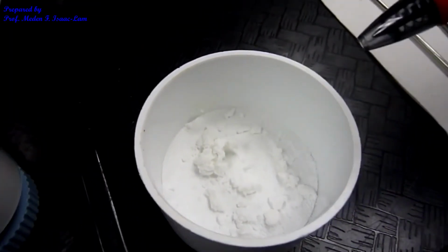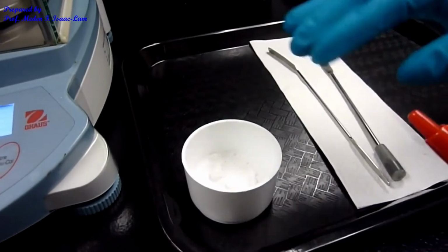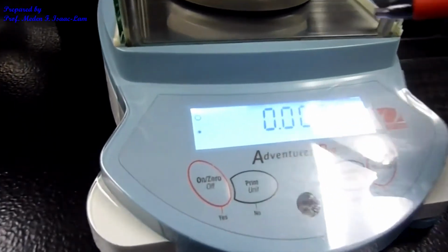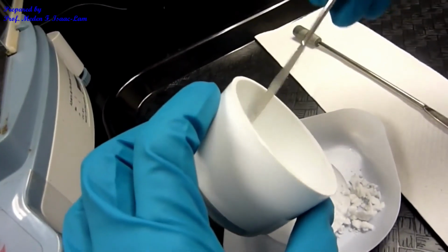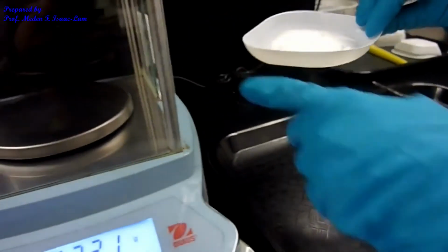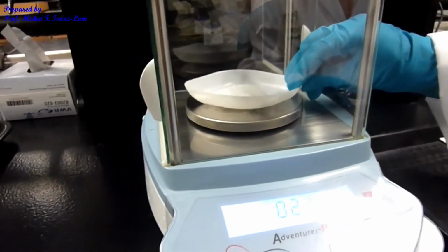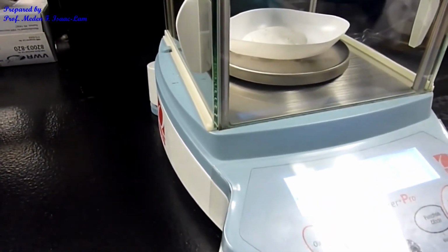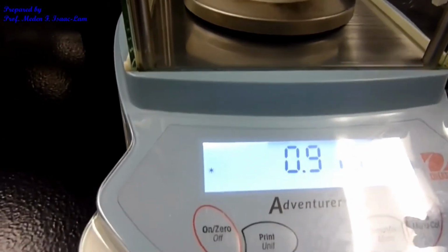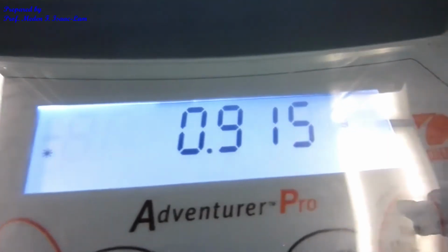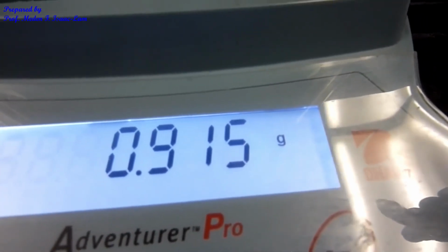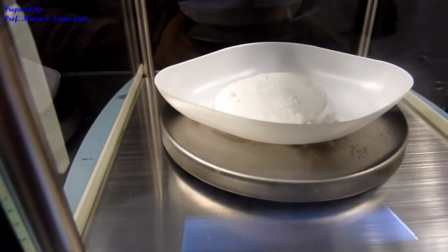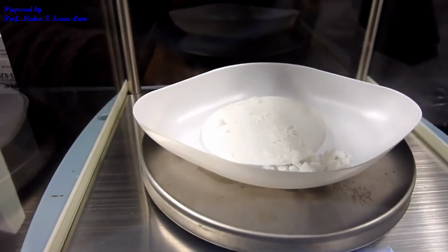The product aspirin after a week of drying, I'm now going to weigh the filter paper and the crystal. So in the balance I have the weighing boat, so it's 0 right now. So I took out the filter paper with the product. Okay, so this is now the weight of the filter paper plus the aspirin product. So it's the crude aspirin. The weight of the filter paper plus aspirin product is 0.915 grams.